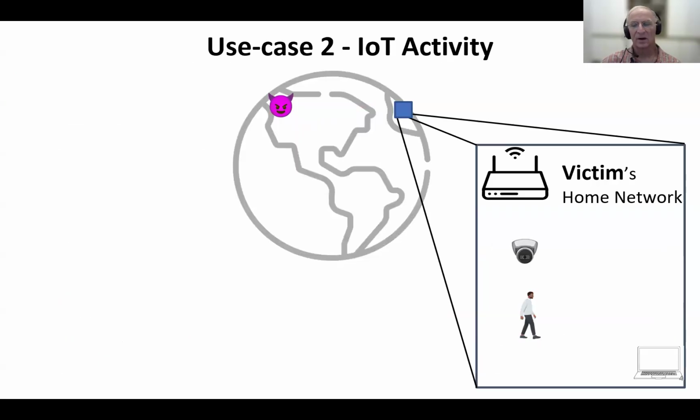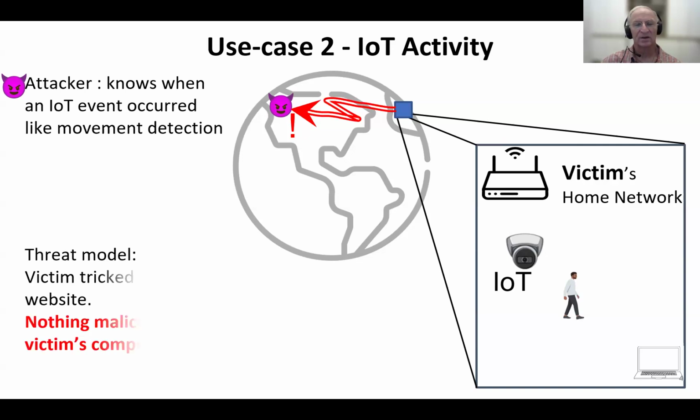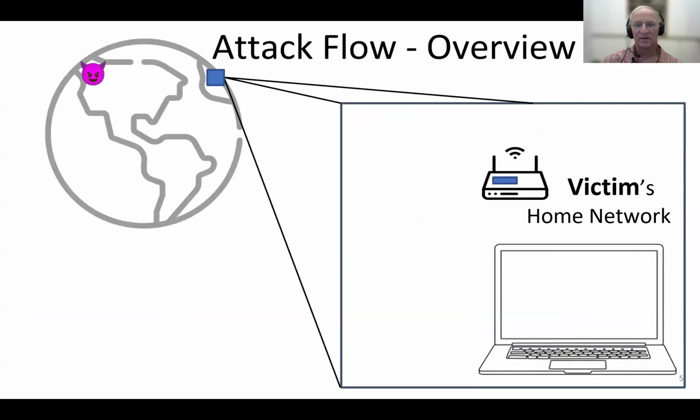Second use case is an IoT device. When somebody is moving in the victim's home, the attacker is notified, and again, nothing malicious on the victim's home or IoT device. Let me see first at a very high level.